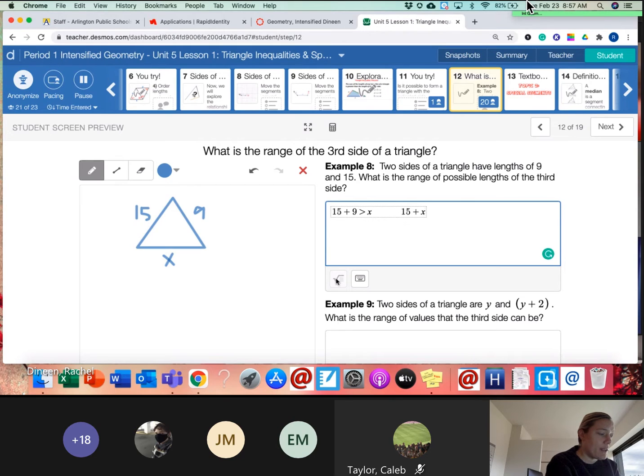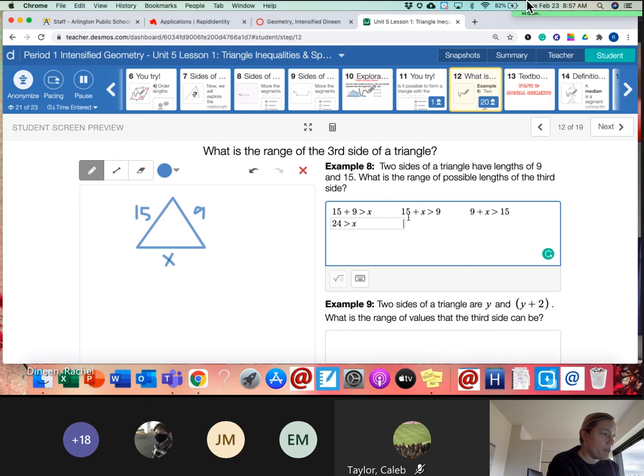15 plus x is greater than 9. And what's the last possibility? 9 plus x is greater than 15. So now let's simplify each of these. So 15 plus 9 is 24. So 24 is greater than x.